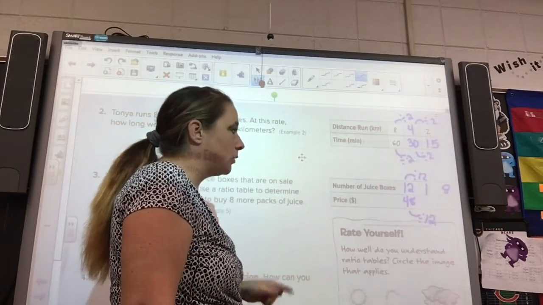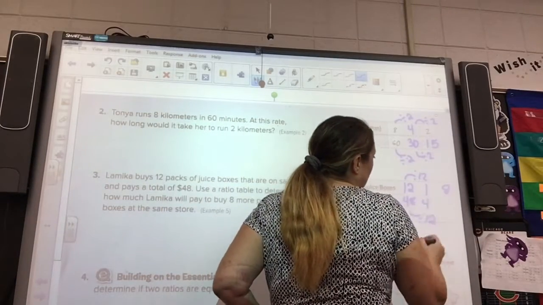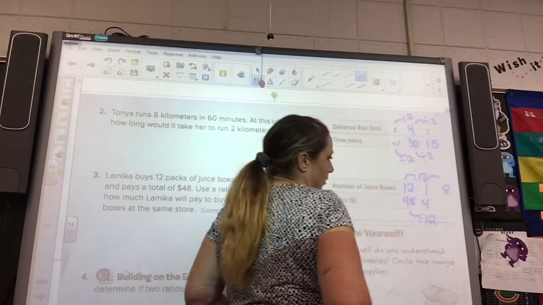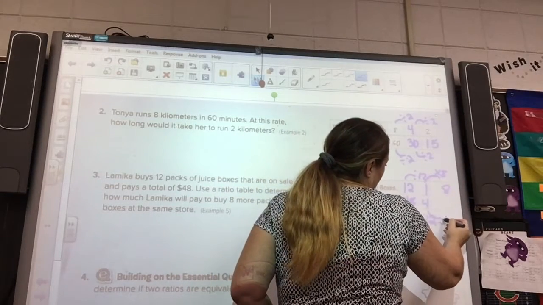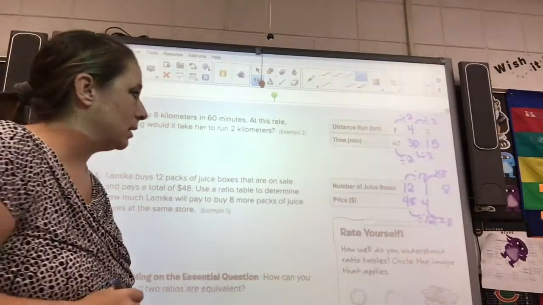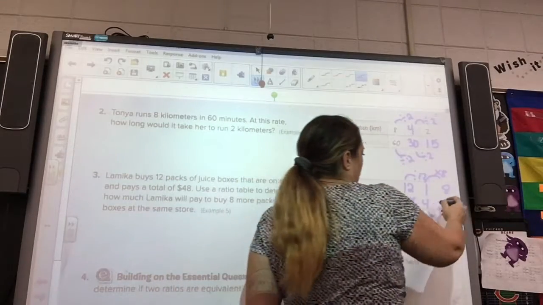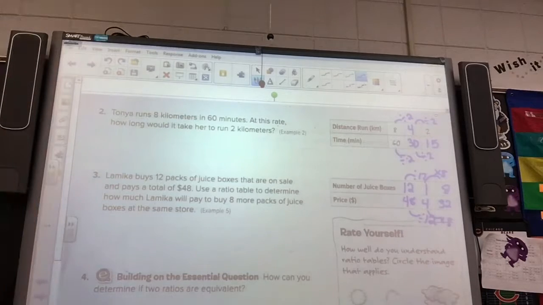All right. How many 12s go to 48? And we get 4. So now, how do we get from 1 to 8? 1 times 8. What you do on the top, got to do on the bottom. So 4 times 8 is what? 32. So if we want to look at how much she will pay to buy 8 more packs of juice at the same store, she would pay $32 to buy 8 more packs.